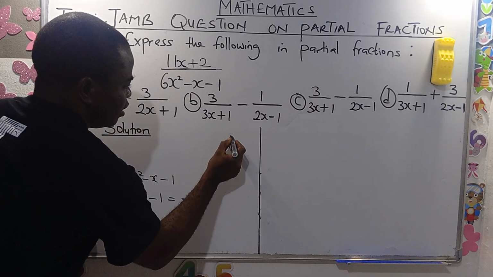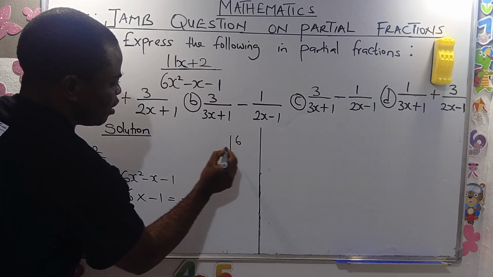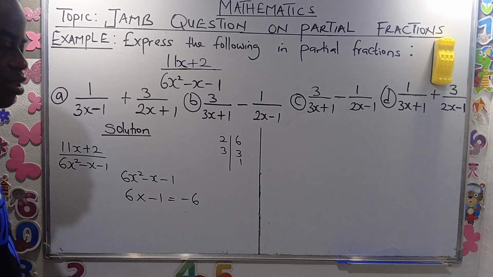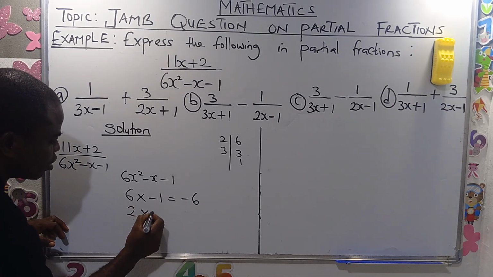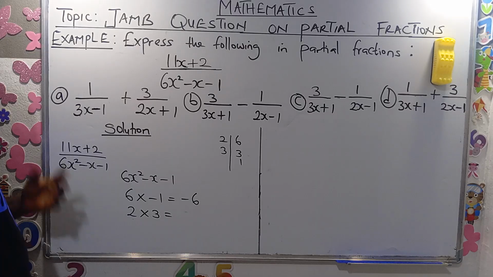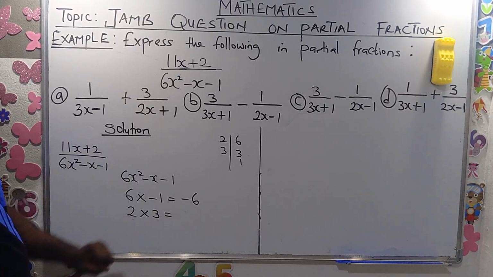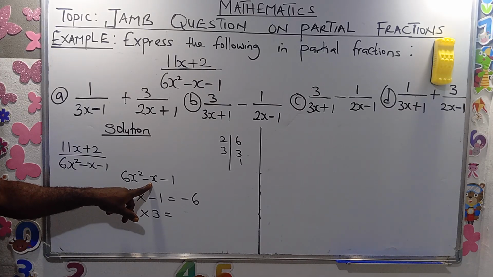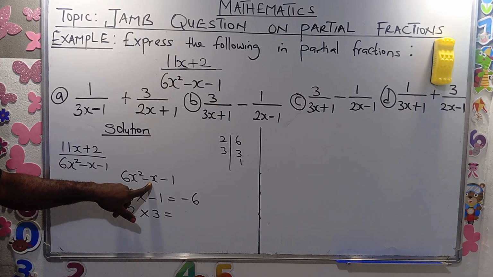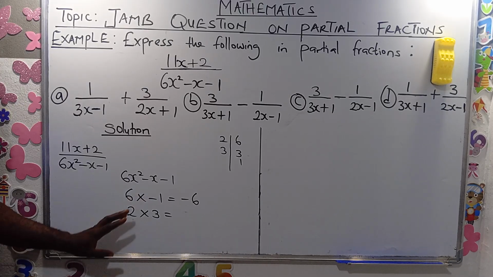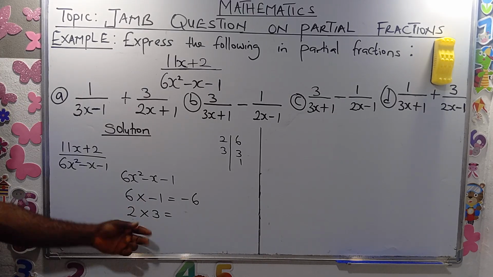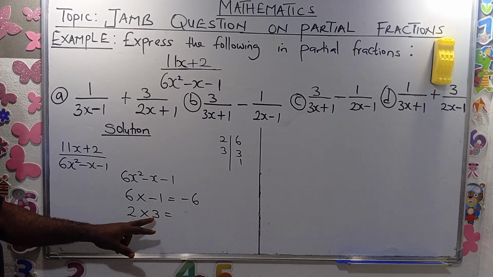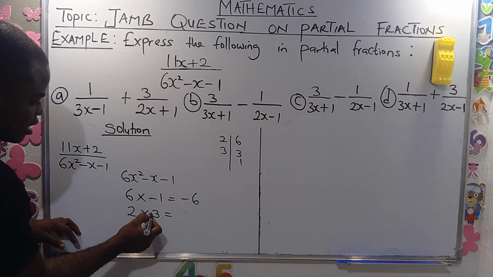You now go back and divide this 6. Look for the numbers to divide it: 2 times 3 is 6. Let's try 2 and 3. 2 times 3 gives us 6, but we now think of where to put the negative. Since the coefficient of x is minus 1, the highest number, which is 3, will be the one to carry the negative sign, so that will give us a negative value.